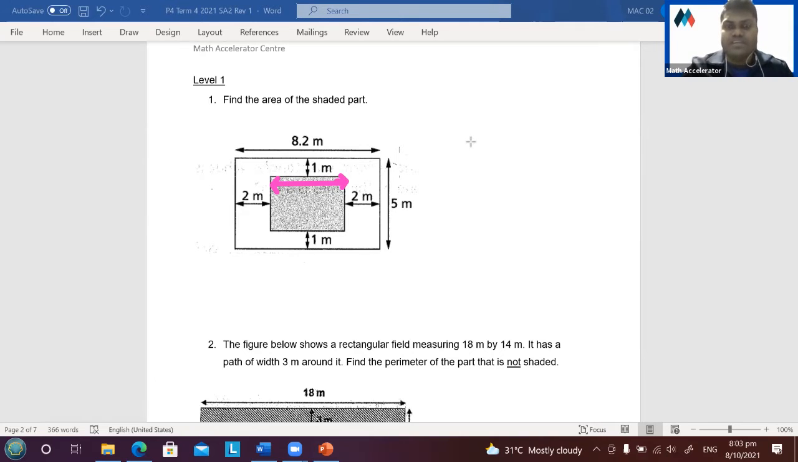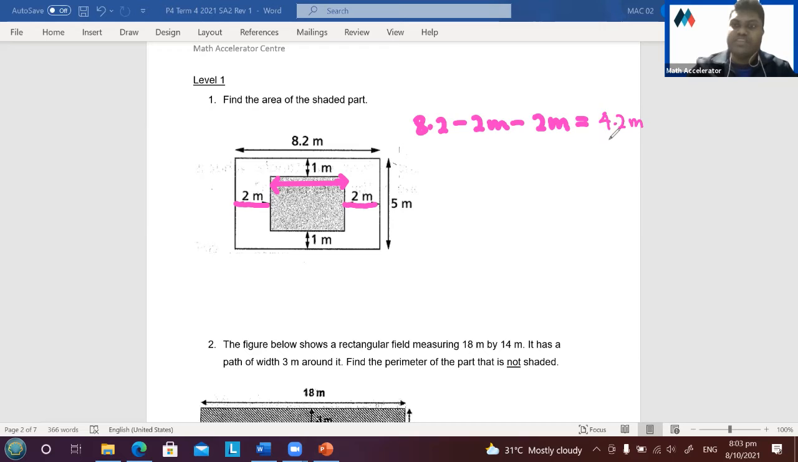Well done. What about the rest? Majority of you know, some of you gave 7.2, some of you 6.2. For those of you who got 6.2, that is the classic careless mistake. The whole thing is 8.2. This border here is 2 meters, and this border here is also 2 meters. So what you've got to do is take 8.2 minus 2 meters minus another 2 meters. What you will get is 4.2 meters.